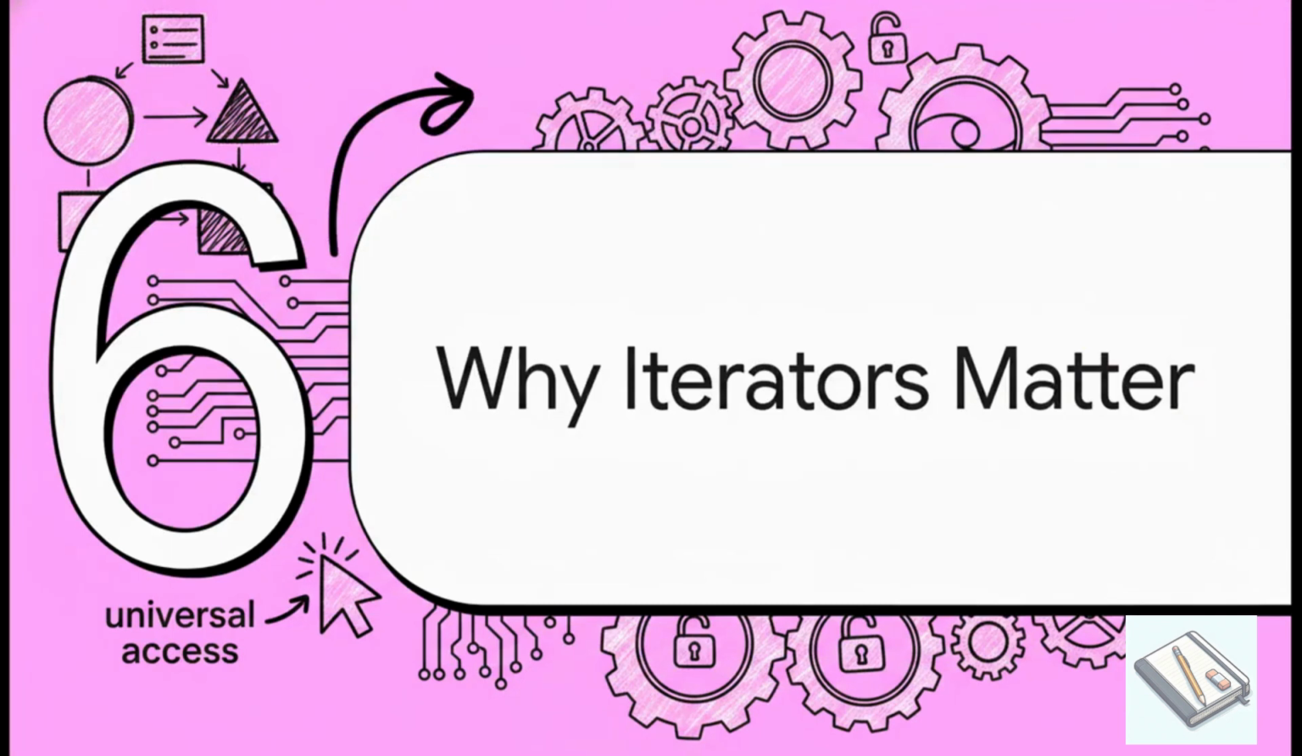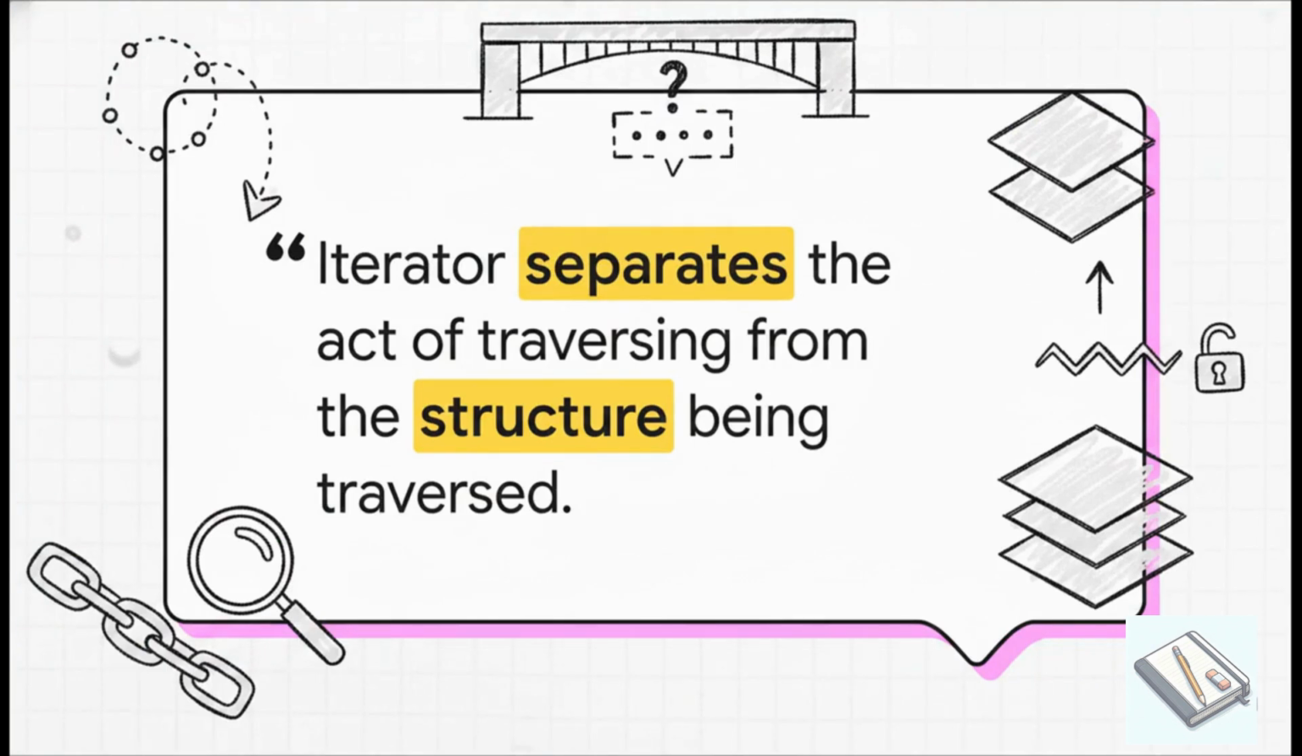So let's pull all of this together. Why does this all matter so much? Why is this design so important? Well, it really comes down to a fundamental principle in good software engineering. This quote really just nails it. The iterator's whole job is to separate the act of traversing from the actual structure you're traversing. It builds this beautiful bridge so that your code doesn't have to get its hands dirty with the messy internal details of the collection. And that, right there, is an incredibly powerful idea.